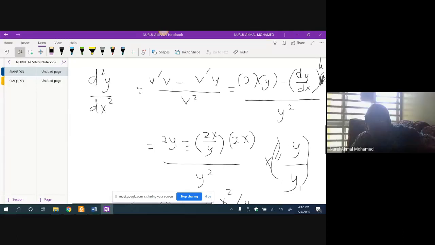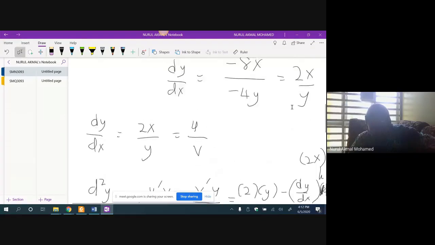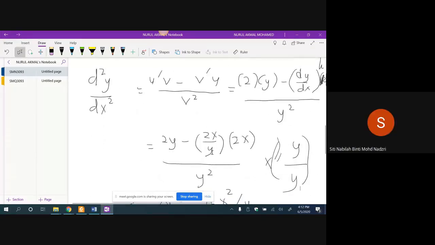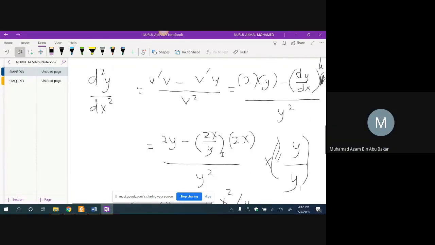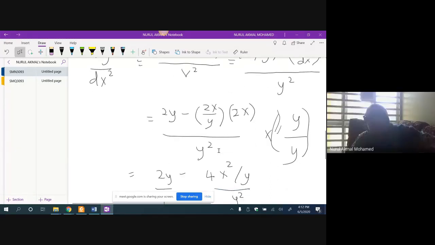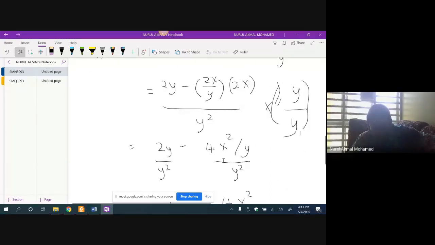And then 2y minus 2x divided by y. You need to multiply the bracket first. Yes. 2x times 2x is 4x squared over y. I already wrote it here. 4x squared divided by y.